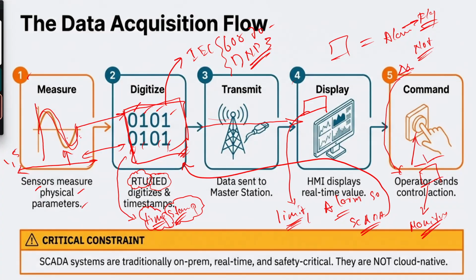From analog, it will be converted to digital. From digital, it will be encapsulated using the protocols we have, and this encapsulated data will be transmitted to the SCADA system, and the SCADA system will raise the command or give the notification to the operator to take the necessary actions, right? Okay, yeah. So this is the data acquisition flow that we have.